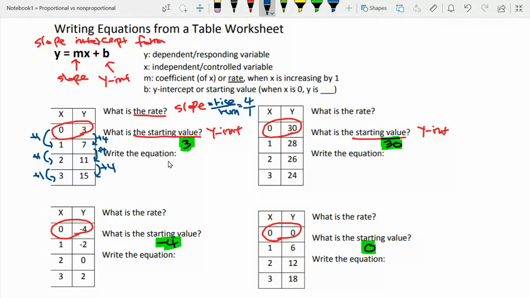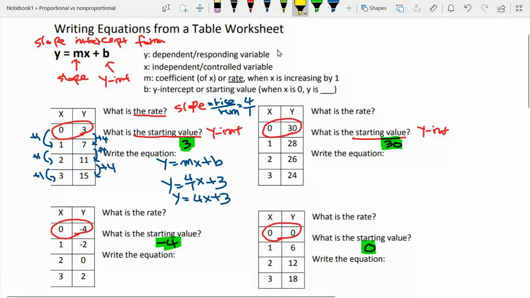So write the equation, y is equal to mx plus b. I already know my b is 3. And my slope here is 4 over 1 x, but we don't write 1, so I'm going to write y is equal to 4x plus 3. And I'm going to highlight this.